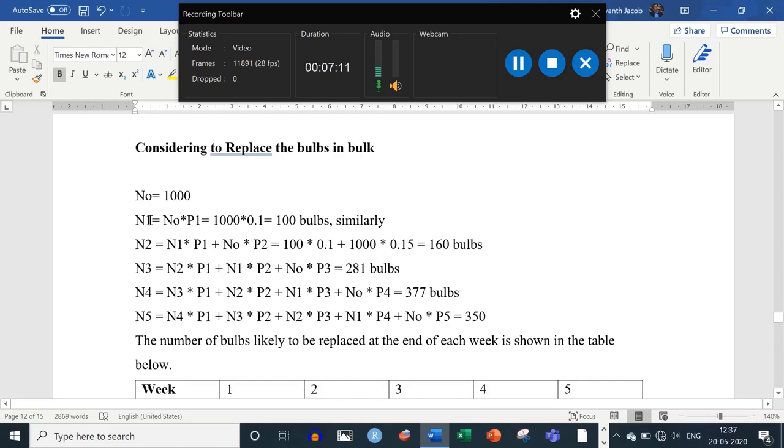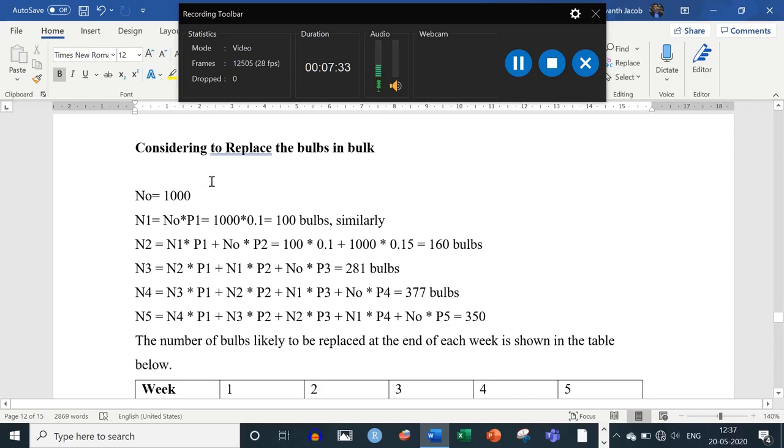N1 is the number of bulbs at the end of the first week. N2 is the number of bulbs at the end of the second week. So N naught alone is the number of bulbs at the beginning of the first week. That's, let's say, 0th week. So I replace all 1000 bulbs, presuming there are no bulbs in the holder. So beginning of the first week, I am replacing 1000 bulbs.